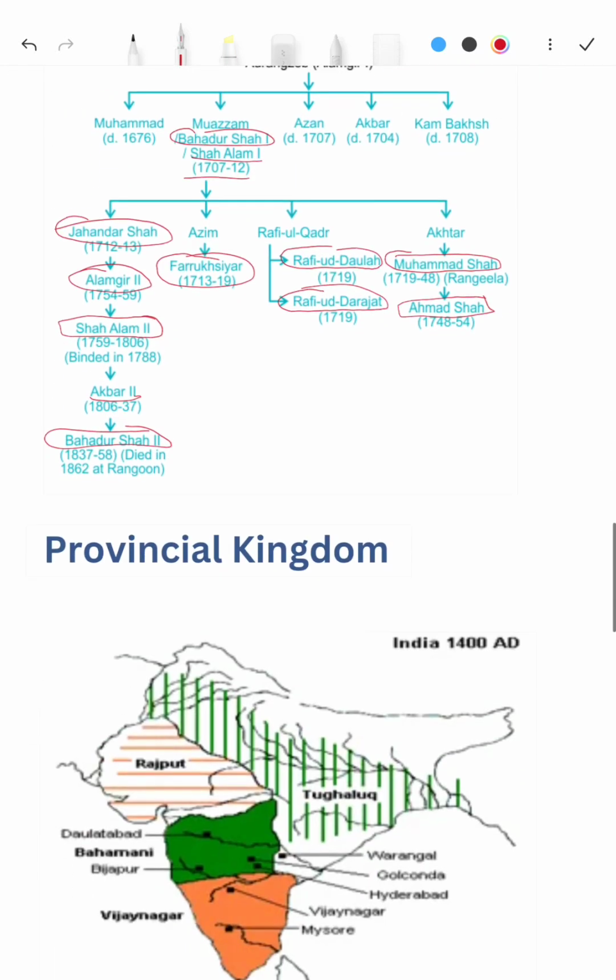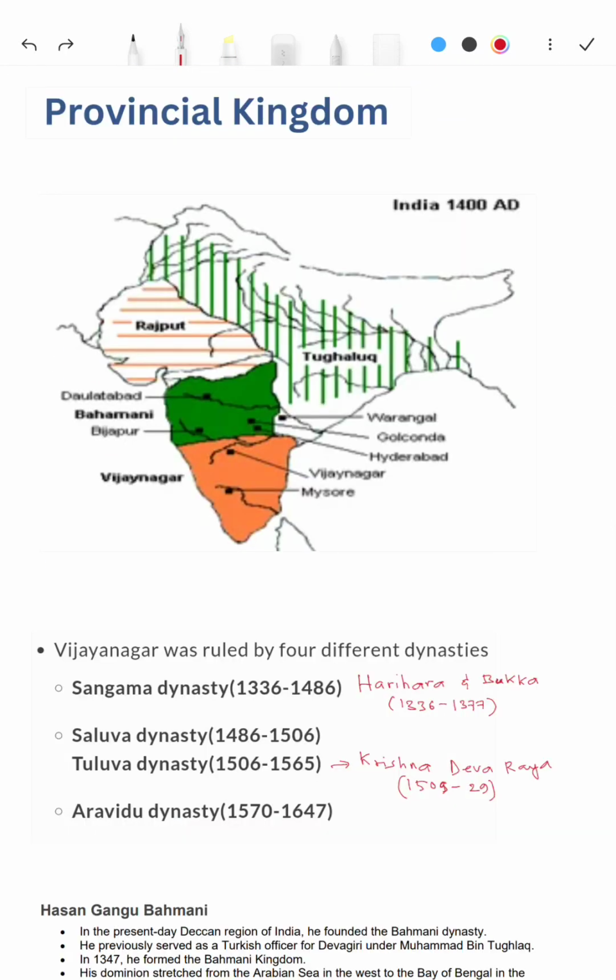Then comes the provincial kingdoms. We have the Vijayanagar Empire here, and the Bahmani kingdom here. Vijayanagar was ruled by 4 dynasties. The founders were Harihara and Bukka. Then the greatest and most powerful ruler of the Vijayanagar Empire was Krishna Deva Raya.